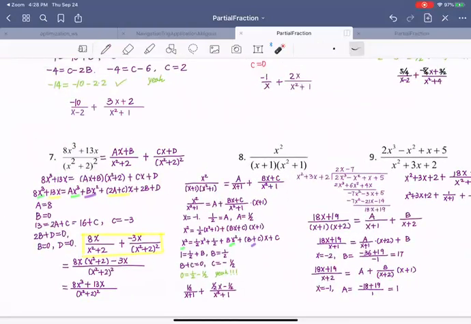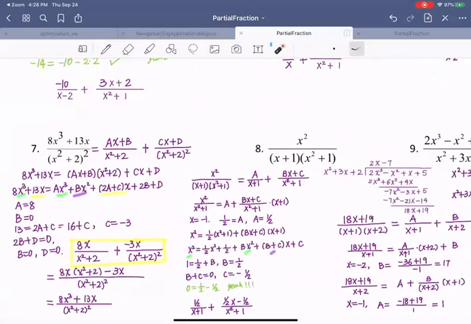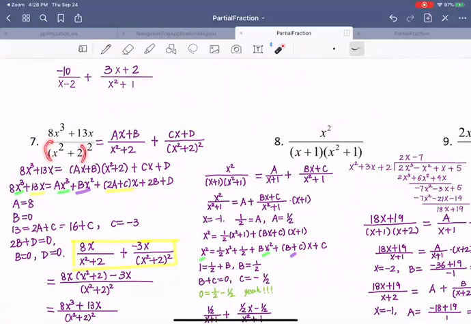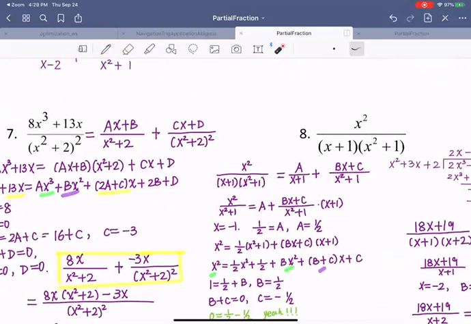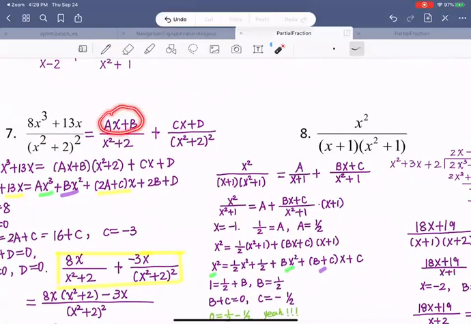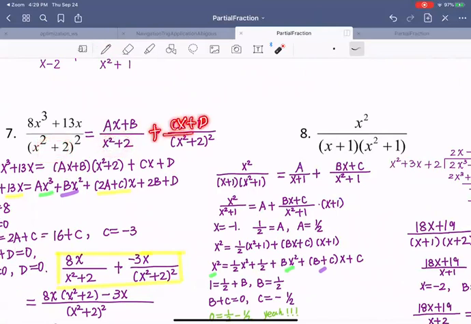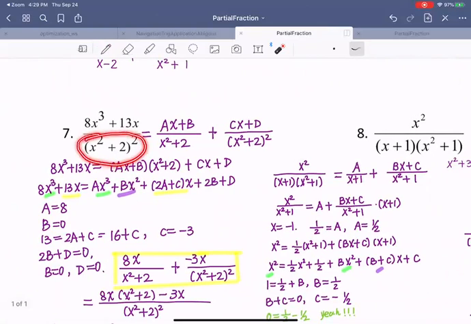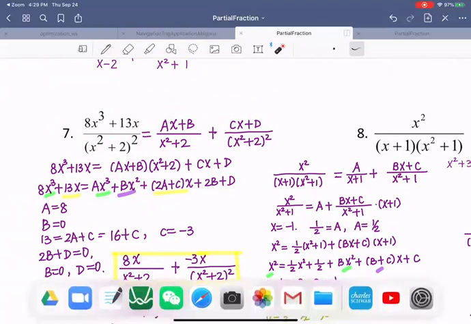I don't have enough time to teach the last question, but I show my work here. When you have x squared plus 2 to the power 2, that's the other type. You do ax plus b over x squared plus 2, and then plus cx plus d over x squared plus 2 squared. Then you multiply this whole thing to each term, list them, and let each part correspond and be equal.